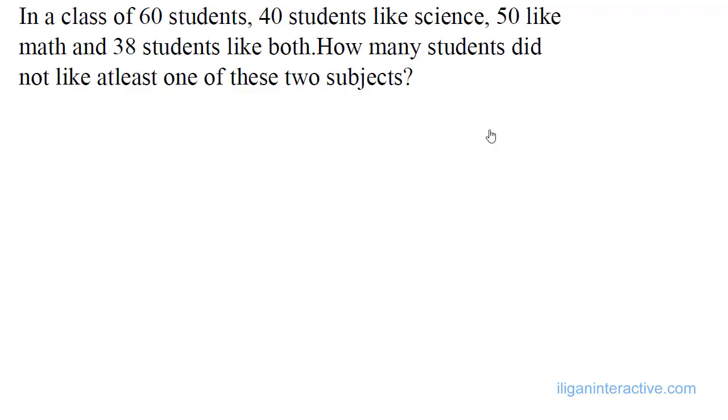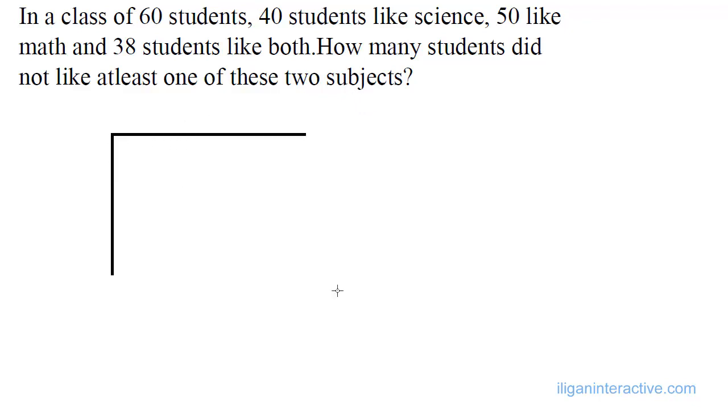In a class of 60 students, 40 students like science, 50 like math, and 38 students like both. How many students did not like at least one of these two subjects? Now, to solve this type of problem, it's really good if we draw a Venn diagram.